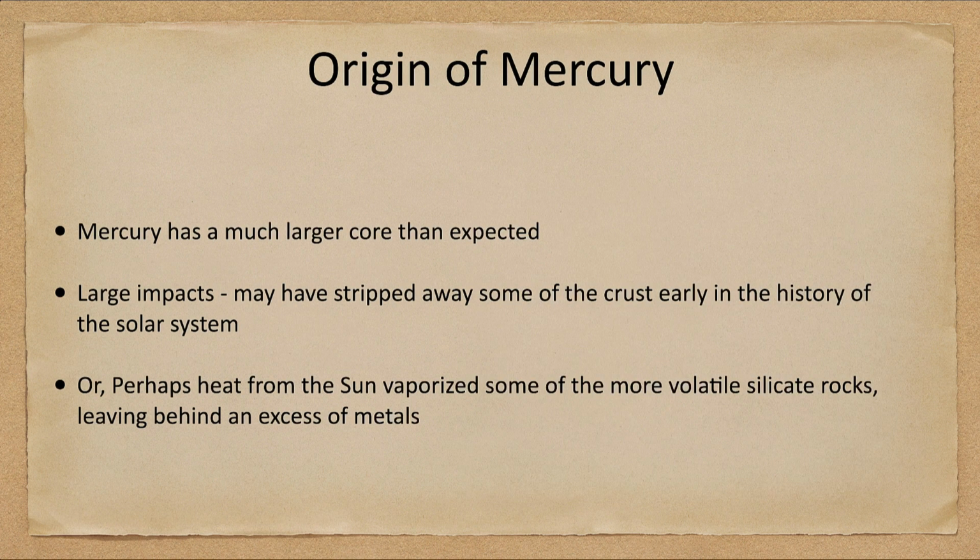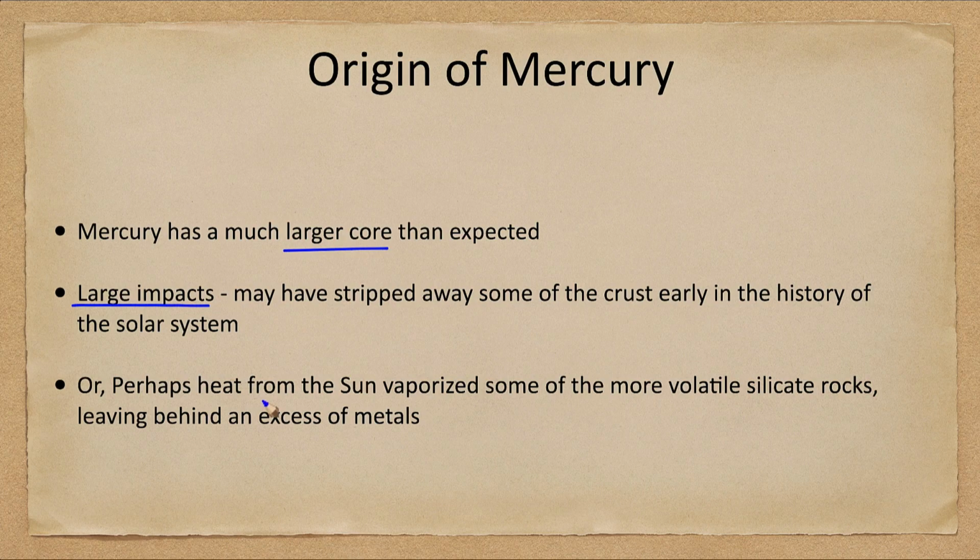Now, where did Mercury come from? Well, first of all, Mercury has a much larger core than expected, and it's quite possible that some large impacts stripped away some of the crust in the early history of the solar system. So when we look at what should have condensed there, while we expect Mercury to have more metallic material, it should also have more rock than we see. So maybe some of that was stripped away by massive impacts, such as the one that formed our moon.